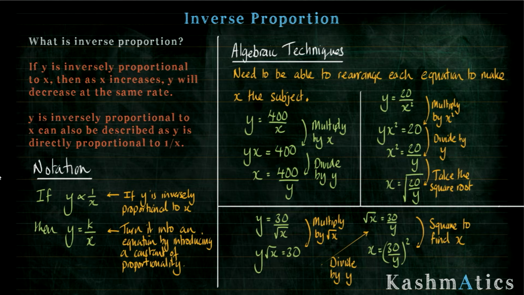Now sometimes inverse proportion can be described slightly differently. Sometimes people say y is directly proportional to 1 over x, but usually they'll say y is inversely proportional to x.